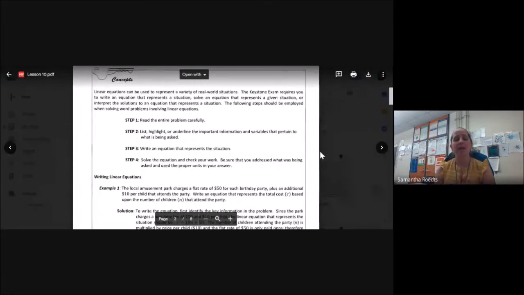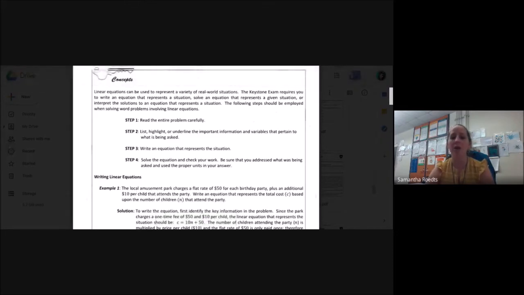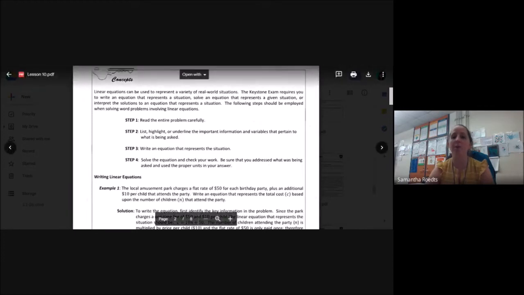All right, so basically the idea behind this is there's 4 steps. You should read the entire problem carefully. We talked about following directions, okay? Step number 2, list, highlight, or underline the important information and variables that pertain to what is being asked. 3, write an equation that represents the situation. And 4, solve the equation and check your work. Be sure that you addressed what was being asked and use the proper units in your answers, okay? So make sure that you're using the proper units with your answers.